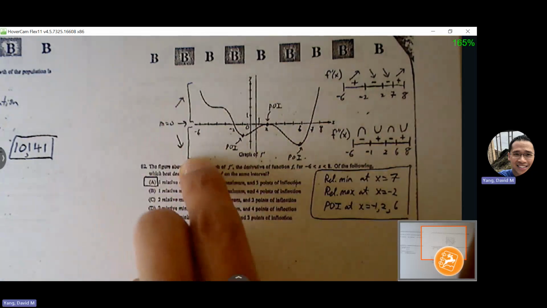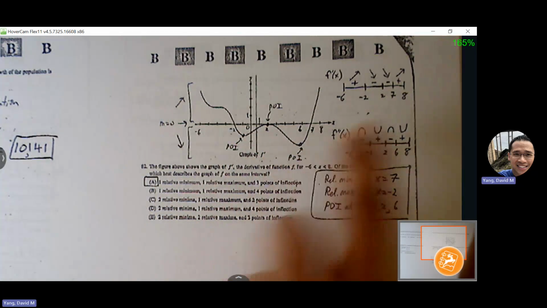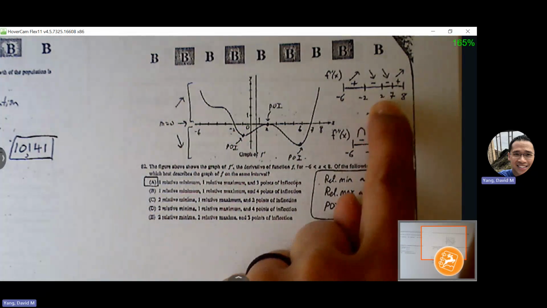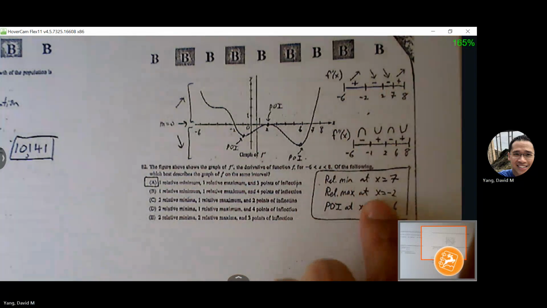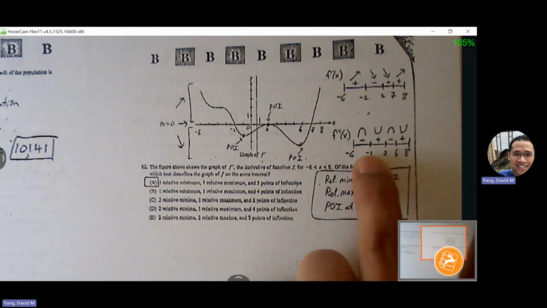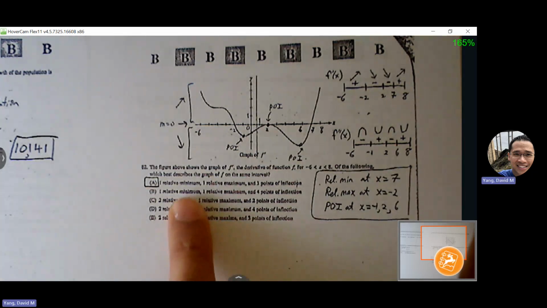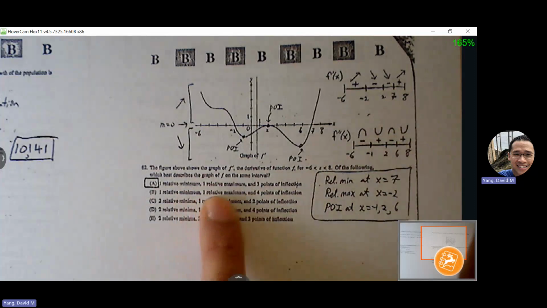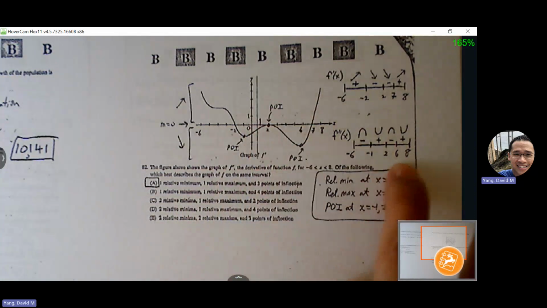So above and below the x-axis, my critical points are at -2, 2, and 6. So those go on to my slope sign line. I choose values in each subinterval: above, below, below, above. And then my points of inflection, -1, 2, and 6. So option choice A. I have one relative minimum. See, that's true. One relative max, that's true as well. And 3 points of inflection. We have 3 peaks and valleys, so 3 points of inflection.